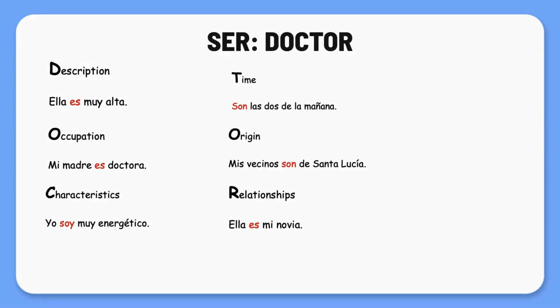Mis vecinos son de Santa Lucia. My neighbors are from St. Lucia. Permanent characteristic. Relationships: Ella es mi novia. She is my girlfriend. You might say, hey, that can change. Yeah, that is why we use this acronym to help us.